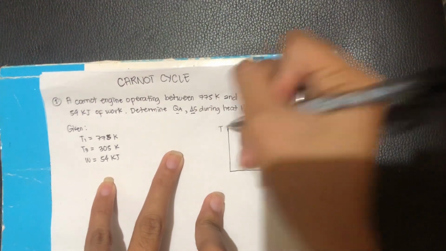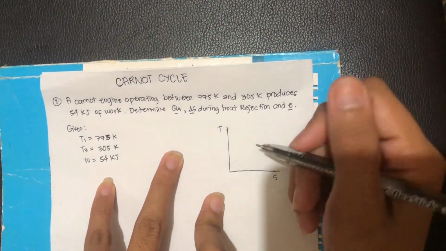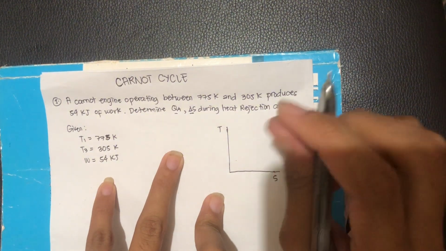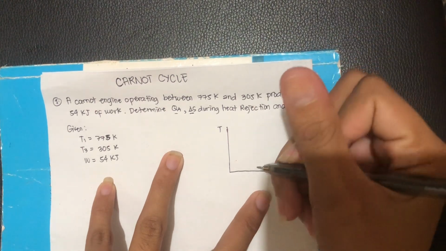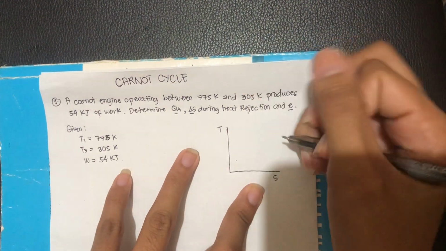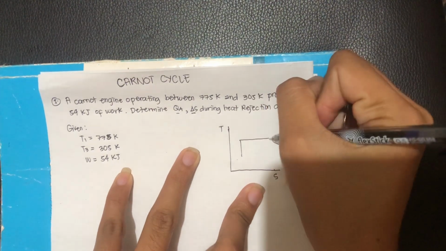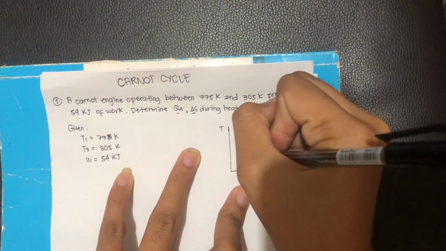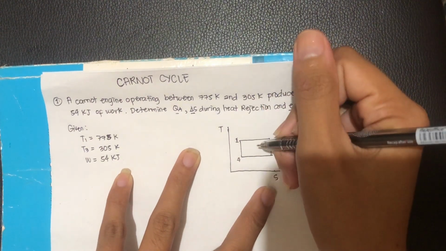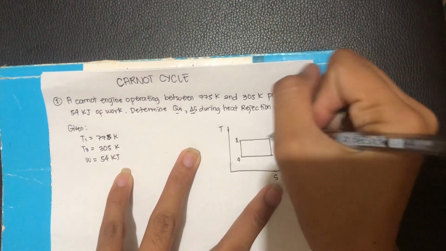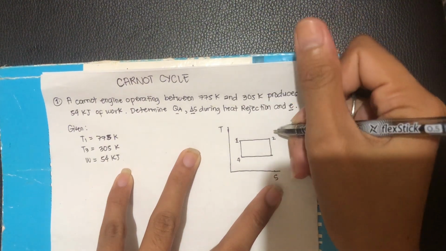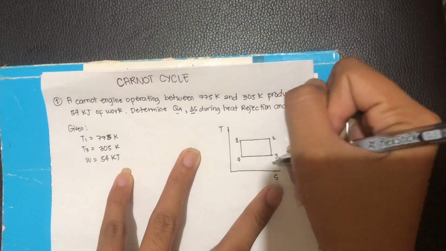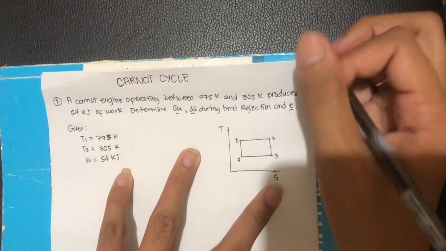So a TS diagram. The Carnot cycle has isothermal and isentropic processes, so we expect the form to be a rectangle. This is our 1 and 4, which is isentropic. Then 1 and 2 is our isothermal process. Then 2 and 3 is isentropic. Then 3 and 4 is isothermal.